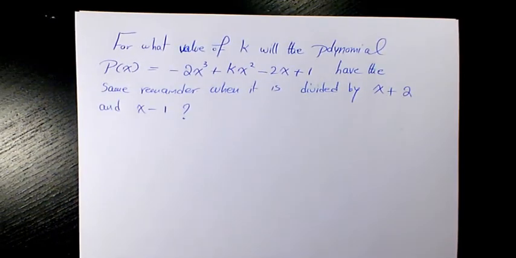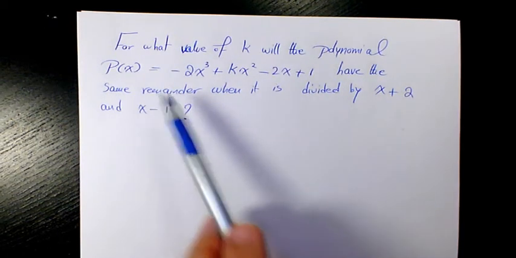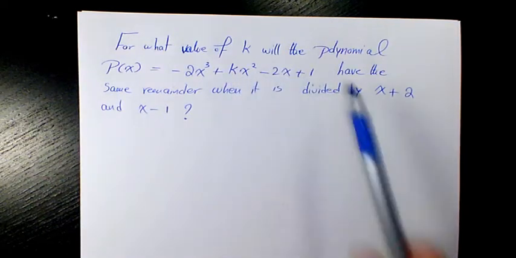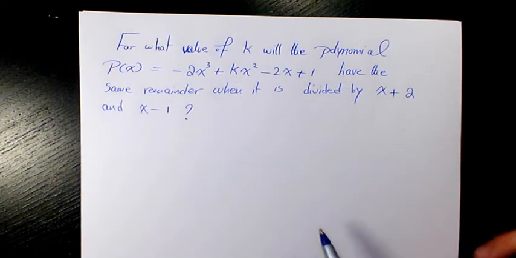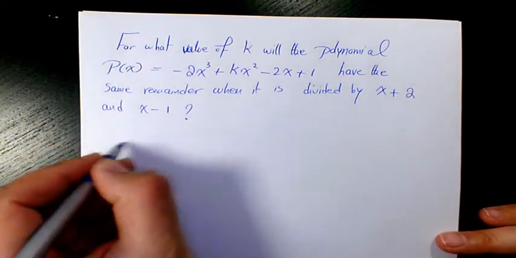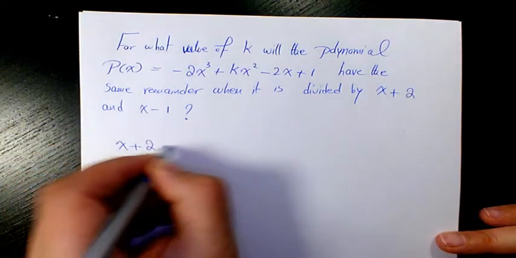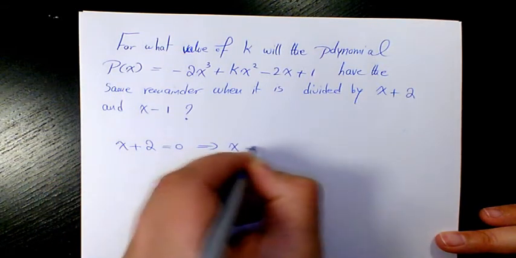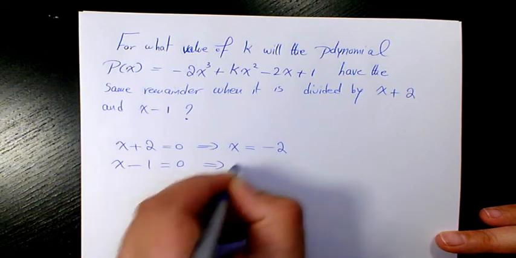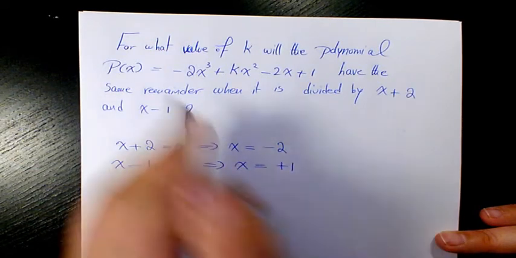Next example, it says for what value of k will the polynomial p of x equals negative 2x cubed plus kx squared minus 2x plus 1 have the same remainder when it is divided by x plus 2 and x minus 1. So that's going to be x plus 2 equals 0. So x will be negative 2. The other one is x minus 1 equals 0, so that's going to be x equals positive 1.